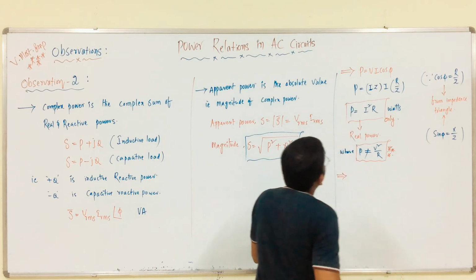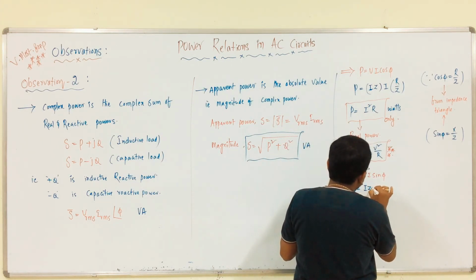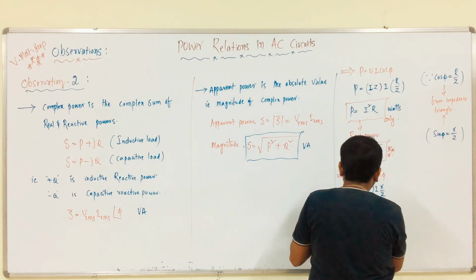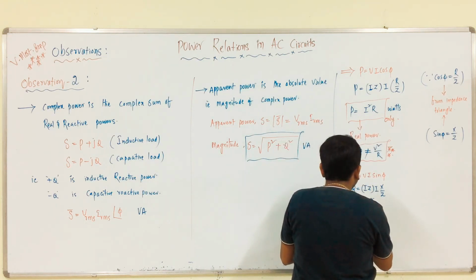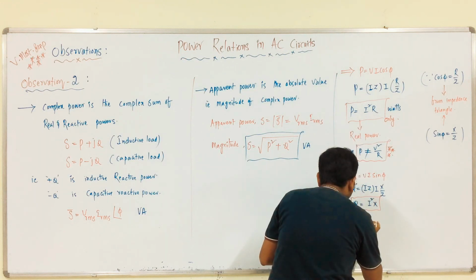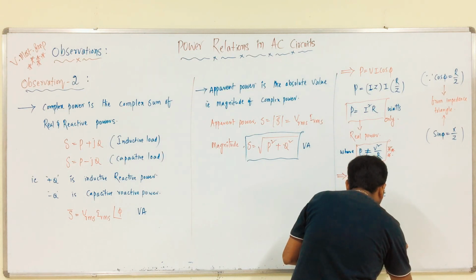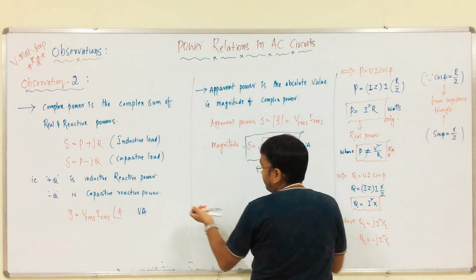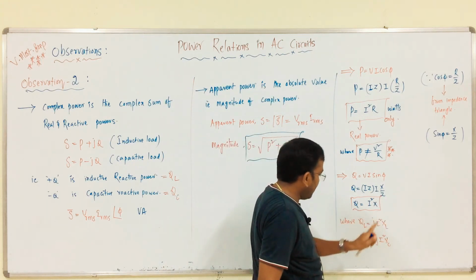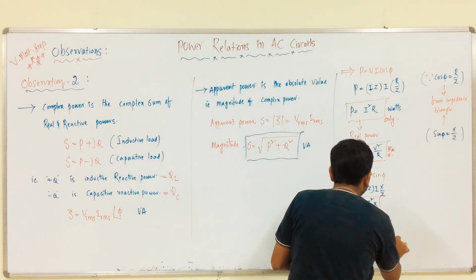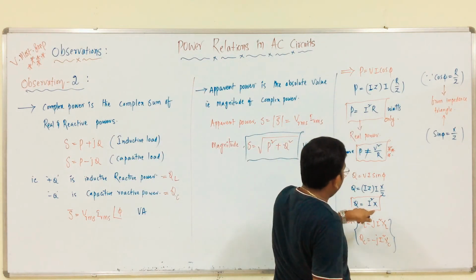Like that, second one, we all know that Q is equal to VI sin phi. Therefore, Q is equal to I into Z into I. Sin phi is what? X by Z. Therefore, Q is equal to what? I square into X, right? Where QL is nothing but j I square XL, QC is nothing but minus j I square XC. QL is what? Inductive reactive power. QC is capacitive reactive power. QL equals j I square XL, QC minus j I square XC, right? That's it. It is not V square by X, it is only I square X.